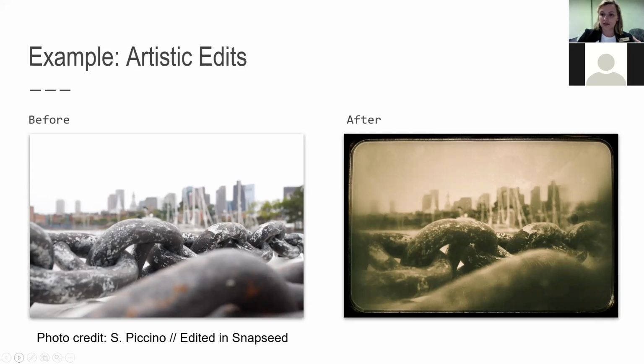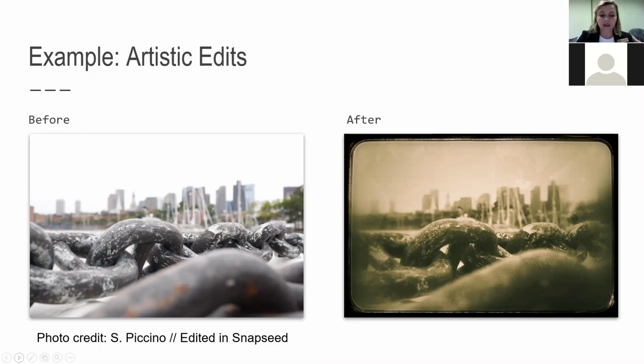All right. Next up, so here's an example of what I mean by artistic edits. The picture on the left is the before photo. It's a photo from Boston. It's something I took a few years ago. And it's some boat chains that are very focused. And then we have the city in the background. So that's another example of depth of field.